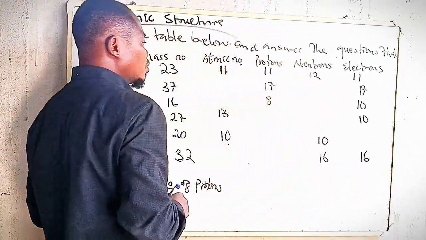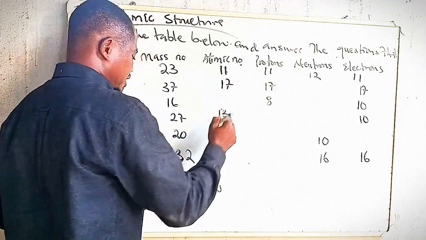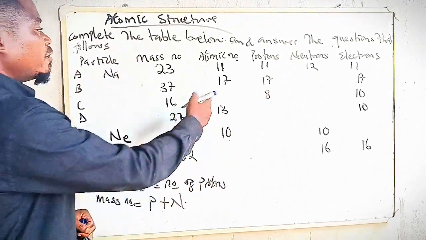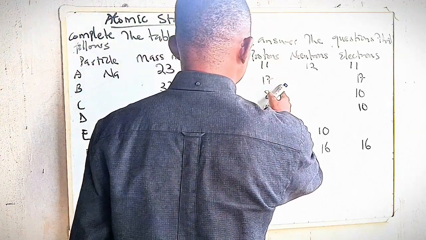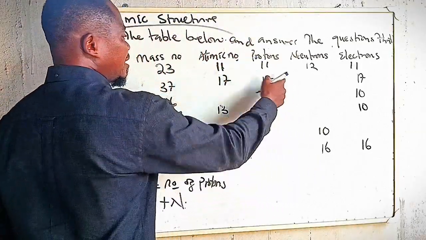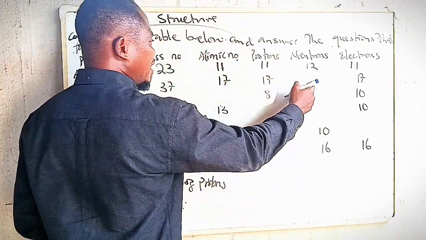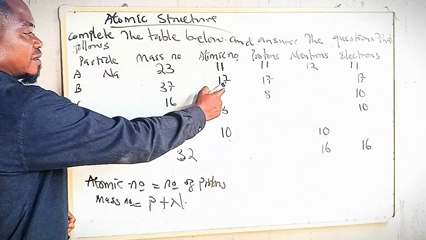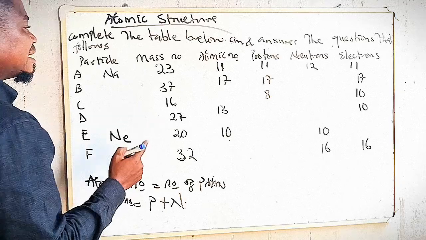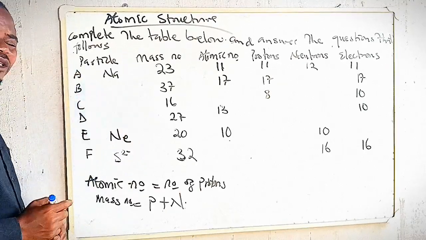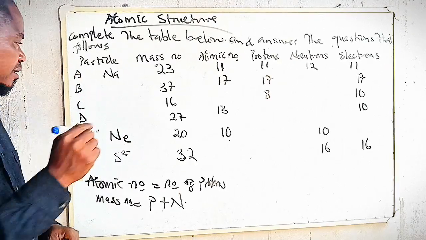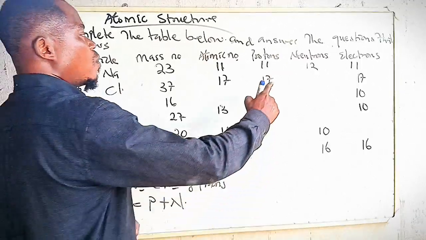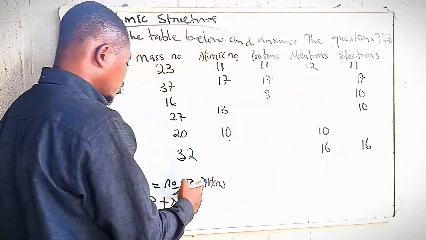So if the number of protons is known, it means that the atomic number is 17, because atomic number is the number of protons in the nucleus of an atom. So if we know the atomic number, we know the number of protons. But if the atomic number is 17, which element in the periodic table has atomic number 17? Chlorine. Are you following? Now we can find the number of neutrons.